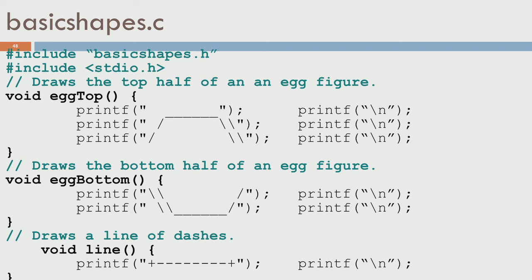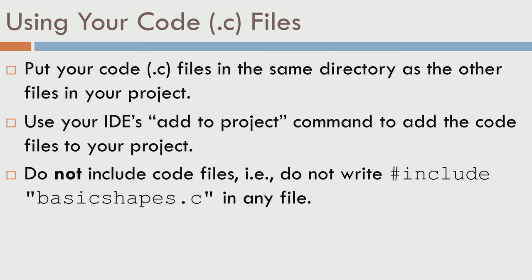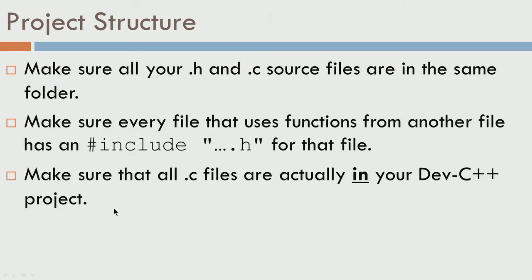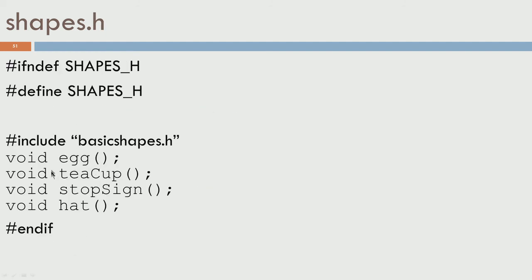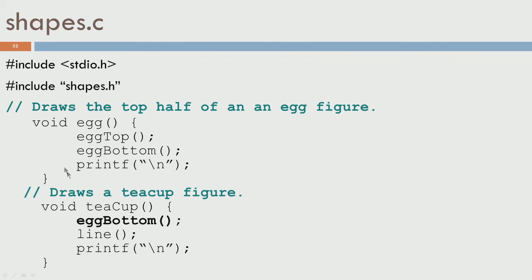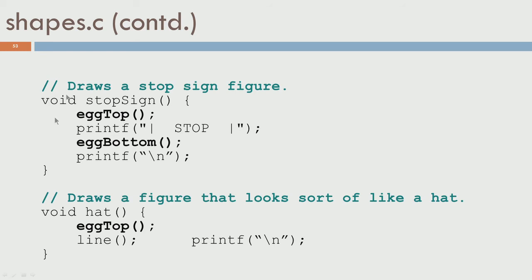Now, we want to be able to draw shapes with it, right. So, let us move up. I am going to write a file called shapes.h, which has all the things required for drawing the shapes. So, the declarations for drawing the shapes, and this is the description of those functions. So, shapes.c has shapes.h because it needs those descriptions. And how is egg implemented? The implementation is in this file, egg top, egg bottom and printf, teacup, egg bottom, line and printf and so on, right. This is what you need for drawing the shapes.